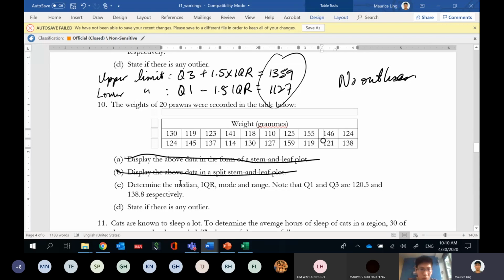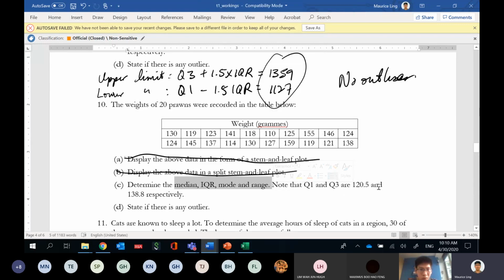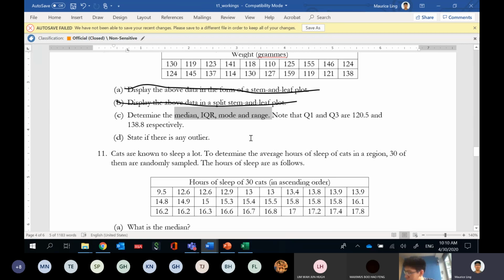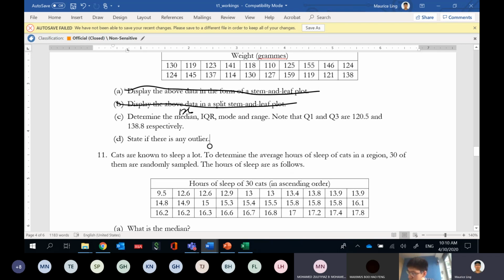So, question 10. What is the median, IQR, mode, and range? Median is 126. Correct, 126. IQR is 18.3. Yep, 18.3. No problem. Do you need the mode and range also? Okay, mode and range. Mode is 119, 124, and 130. Correct. And range is 49. Correct. Okay, so why don't you say whether there are outliers?